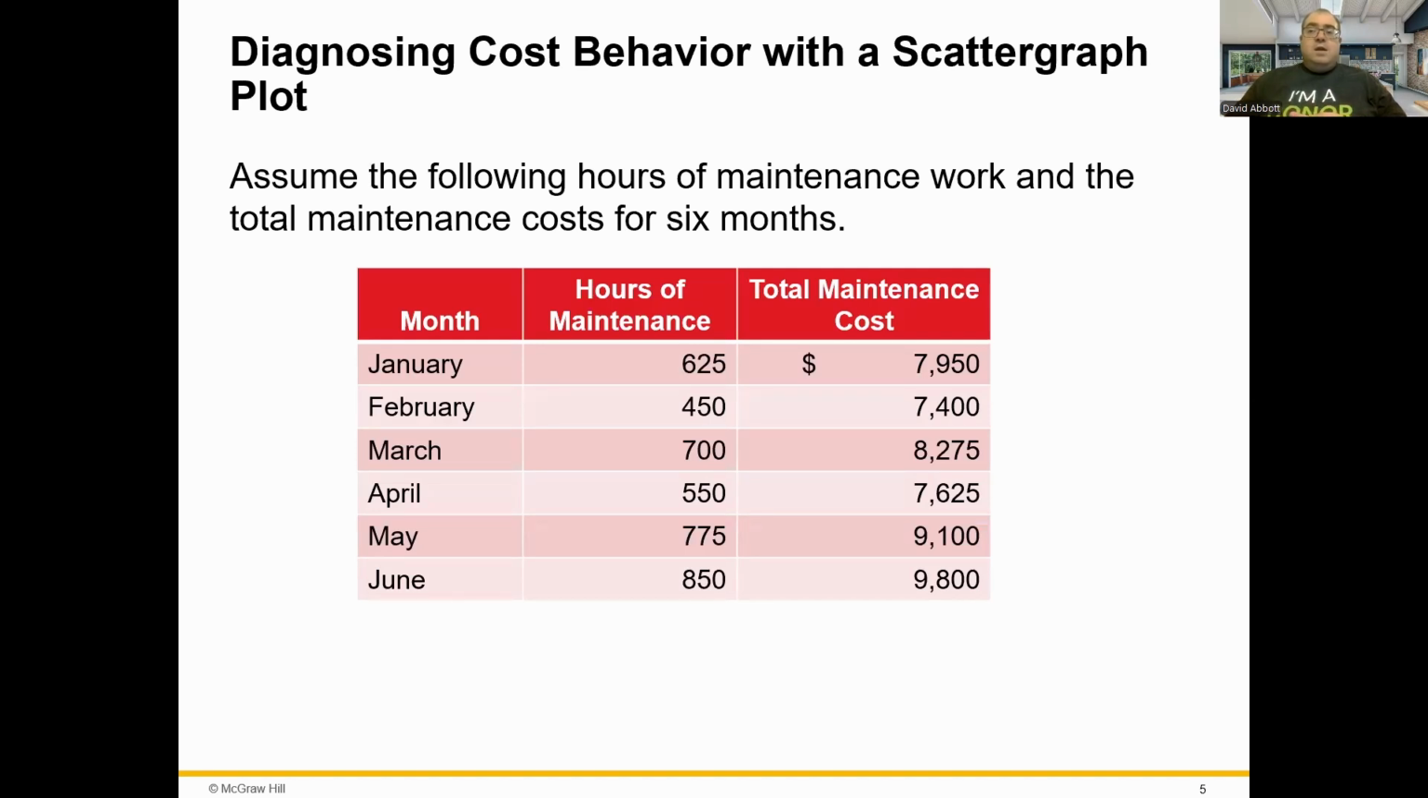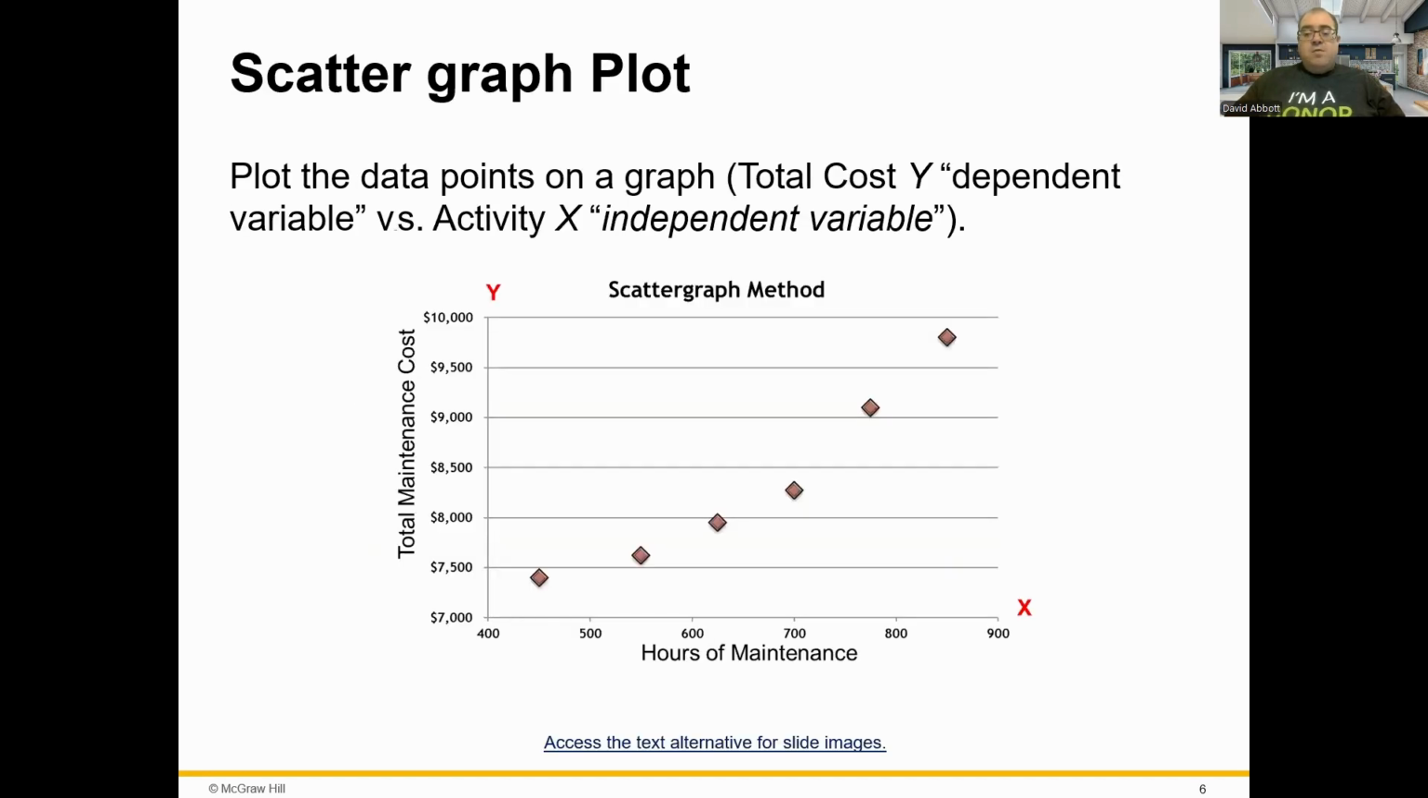So if we look here, we can set up what's called a scatter plot. Background data relating to the hours of maintenance work and the total maintenance costs for the past 6 months are shown here. We see the different months, January through June, and then the number of hours that were used, and also what the total maintenance cost was. And so we can put that on a graph.